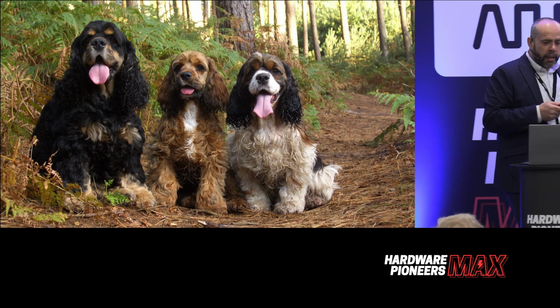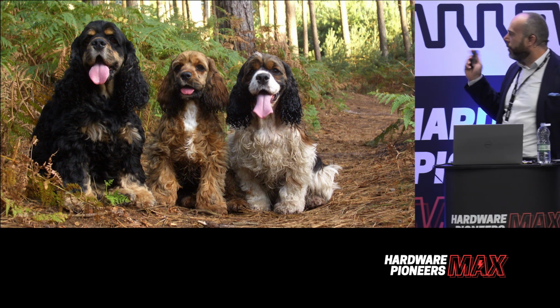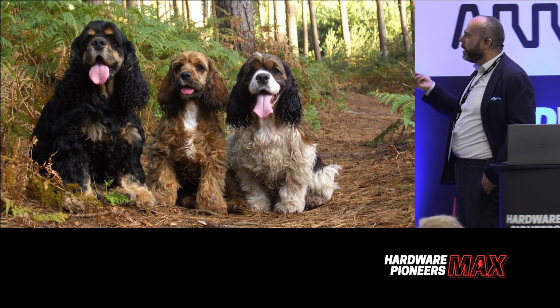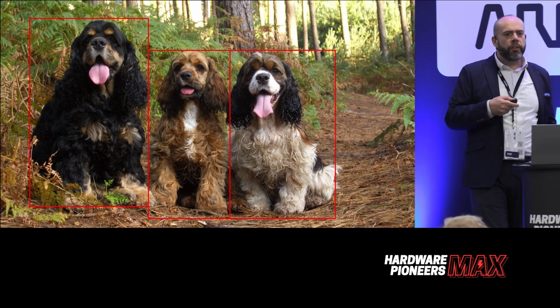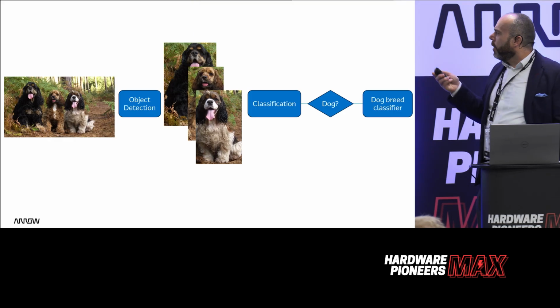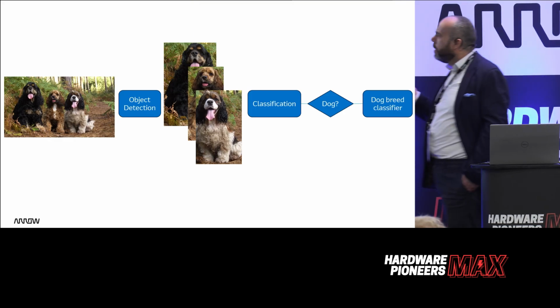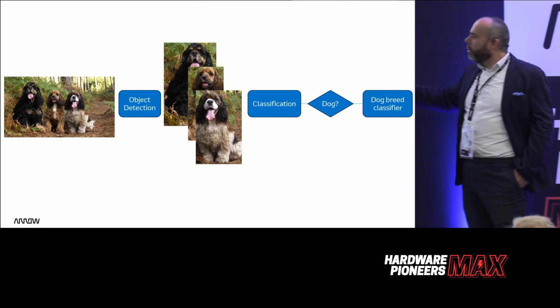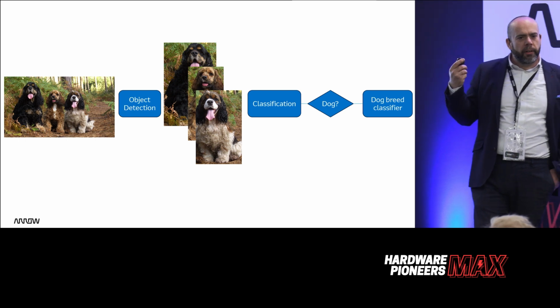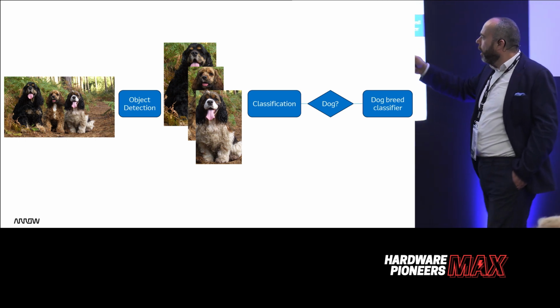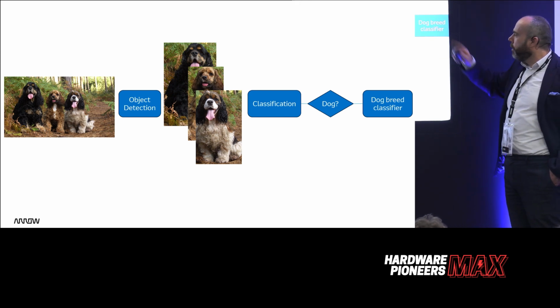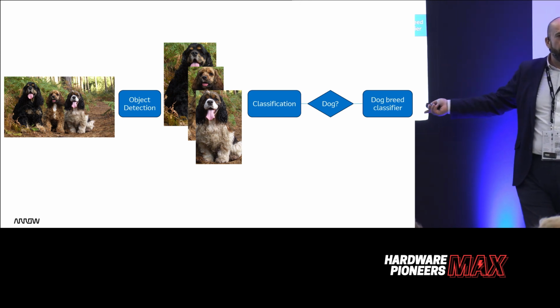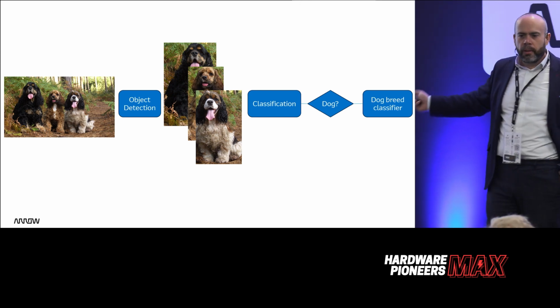Okay, so we now have 3. And so this is, again, just to kind of show you how the models work. Object detection would detect that there's 3 objects. Then each of these objects, one by one, would be fed into the classifier. And if the classifier said it was a dog, then the model would be fed into a dog breed classifier. If the model said it was a cat, it might be fed into a cat breed classifier.